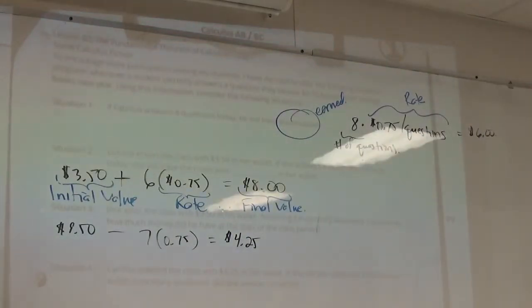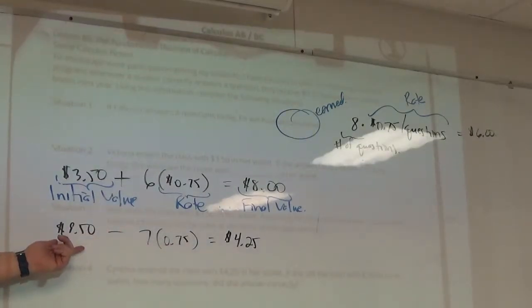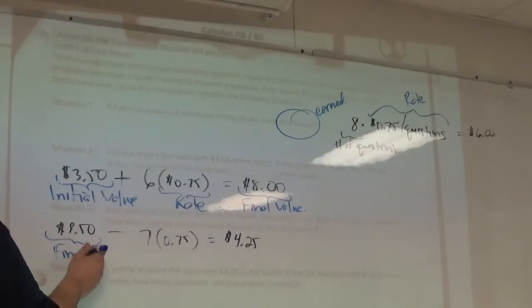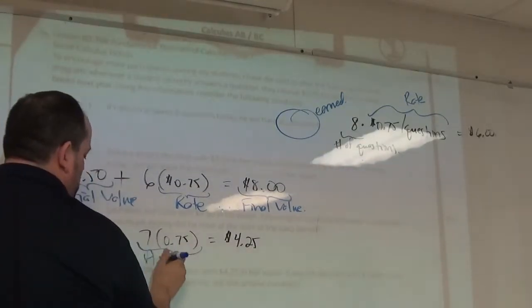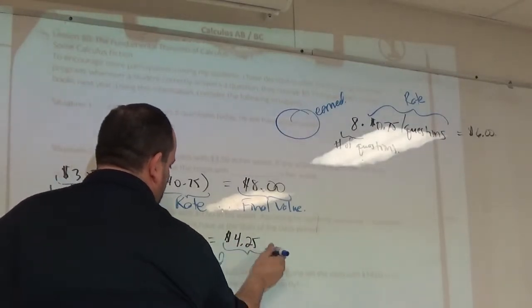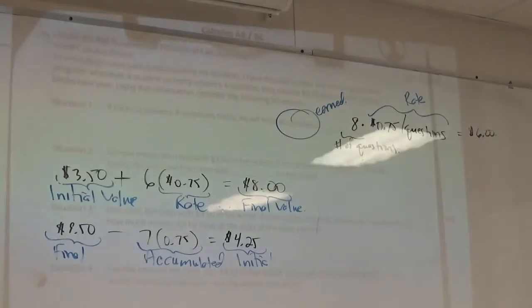Okay, this is the rate. The $9.50, Gonzalo called it the initial value. Do you guys all agree it's the initial value? No. Read the question again. It's the final value. Right, the $9.50 is what he ended class with. That's the final. Here's the accumulated amount. And the $4.25 is the initial. It's what you started the day with. Okay, Gonzalo, call on somebody else.